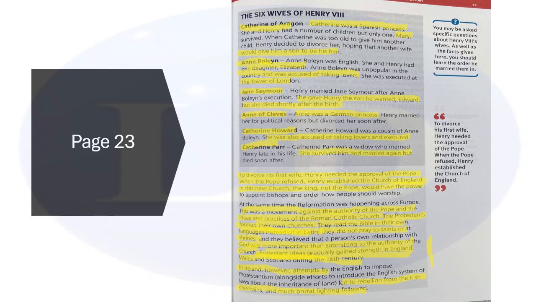So now we can understand. So there were three Catherines: Catherine of Aragon, Catherine Howard, Catherine Parr. There were two Annes, Anne Boleyn and Anne of Cleves, and there was one Jane, only one. And this one gave Henry the son, Edward. Okay, so you have to remember these things.